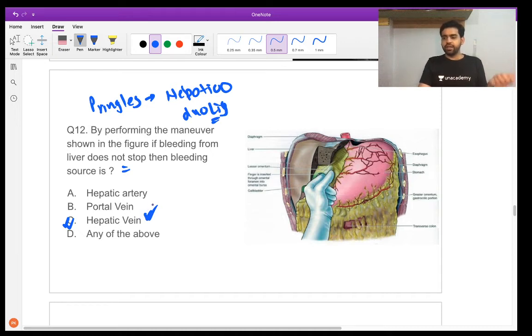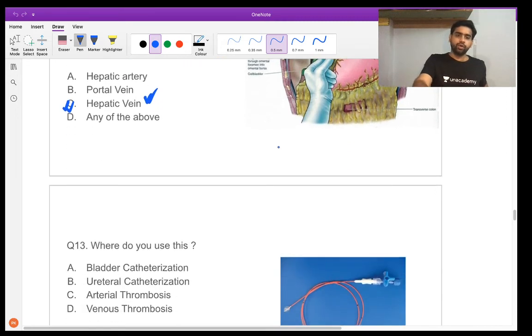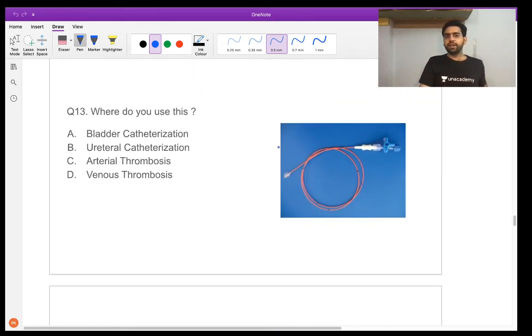So please understand this. In this particular patient, the bleeding does not stop even after compressing the hepatico-duodenal ligament, and that is why the source of bleeding is the hepatic vein. If the bleeding would have stopped, the answer would have been hepatic artery or the portal vein. Okay, I hope you understood this, guys. A very, very important topic. Pringles maneuver is very commonly done while managing a patient of hepatic trauma if at all you decide to go for a surgery.